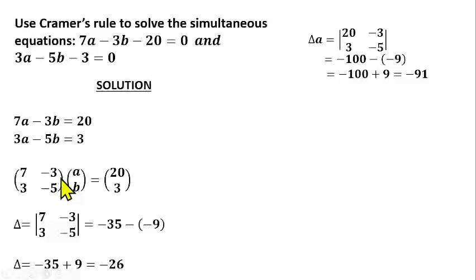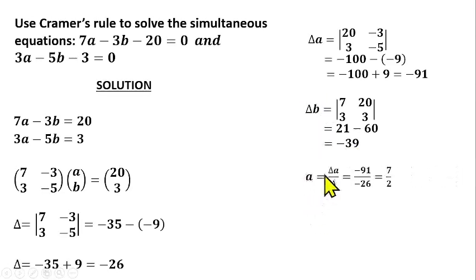The next thing to do is to find change in b. So change in b will be equal to the absolute value. So this column matrix, the 20 and 3, will also replace this column of b. So you are left with 7 and 3, 20 and 3 as well. You now find the determinant of that. So that will give us 7 times 3, that gives us 21, minus 20 times 3 gives us minus 60. So if you subtract, that will give us minus 39, which is for change in b.